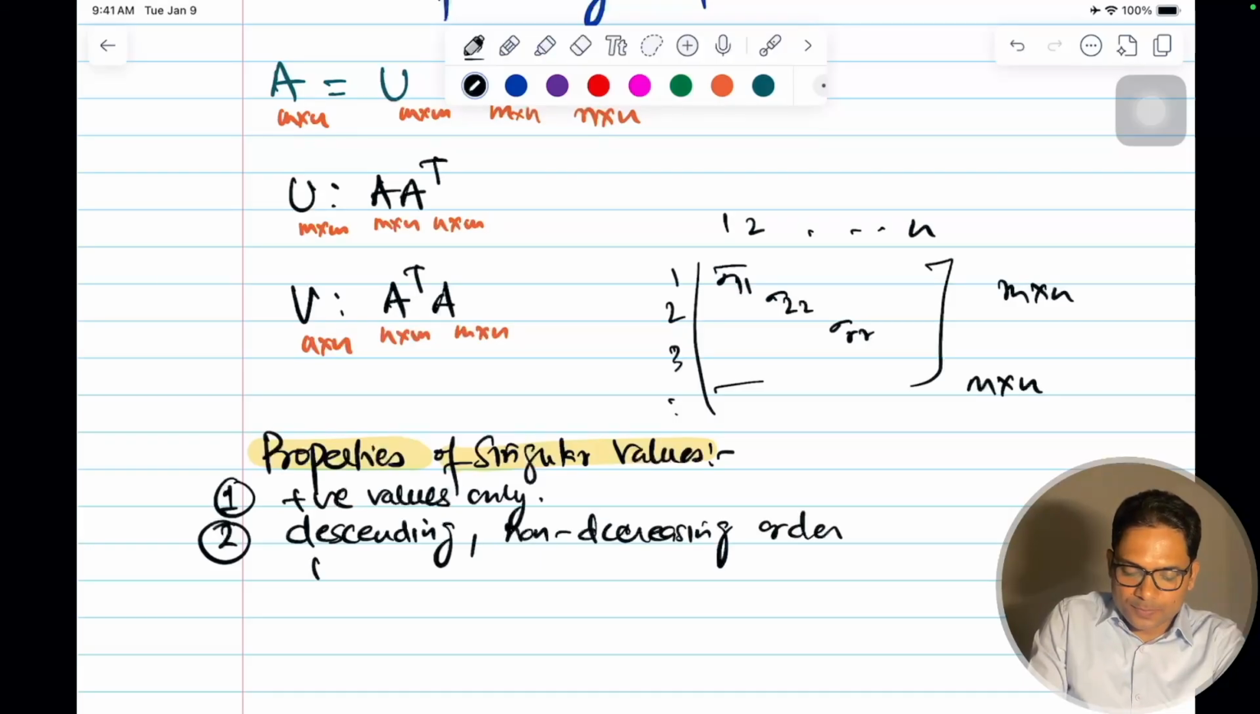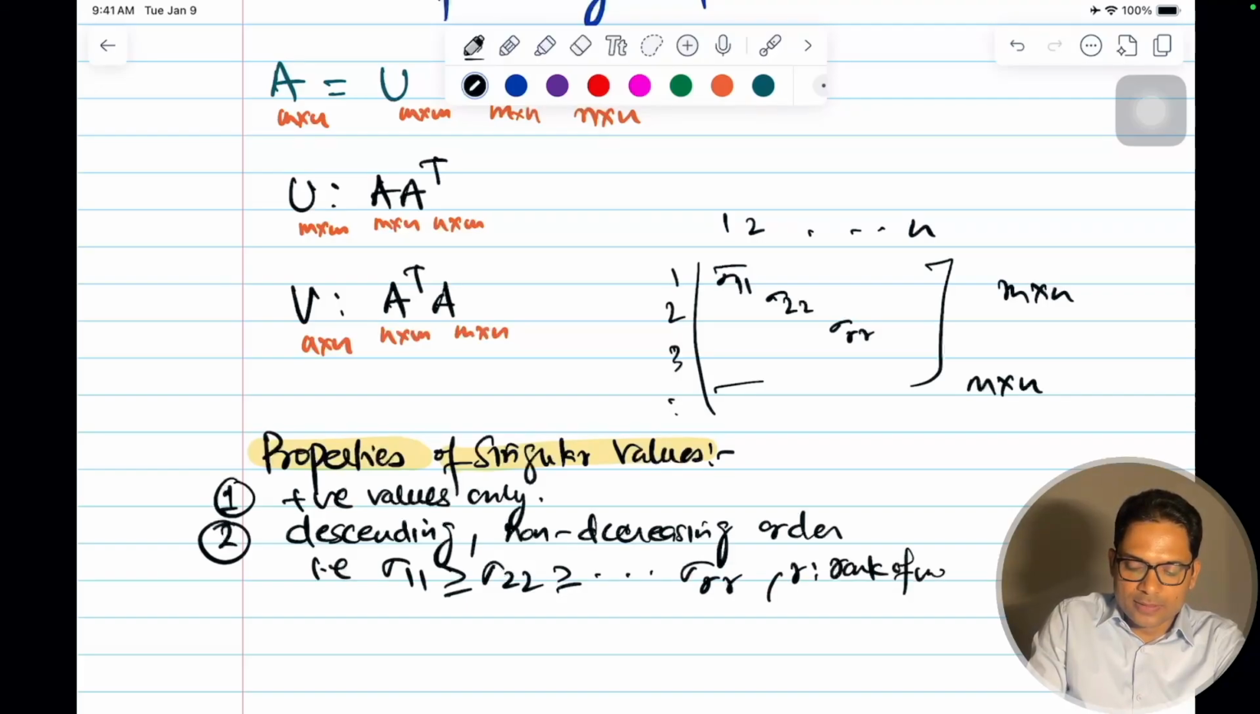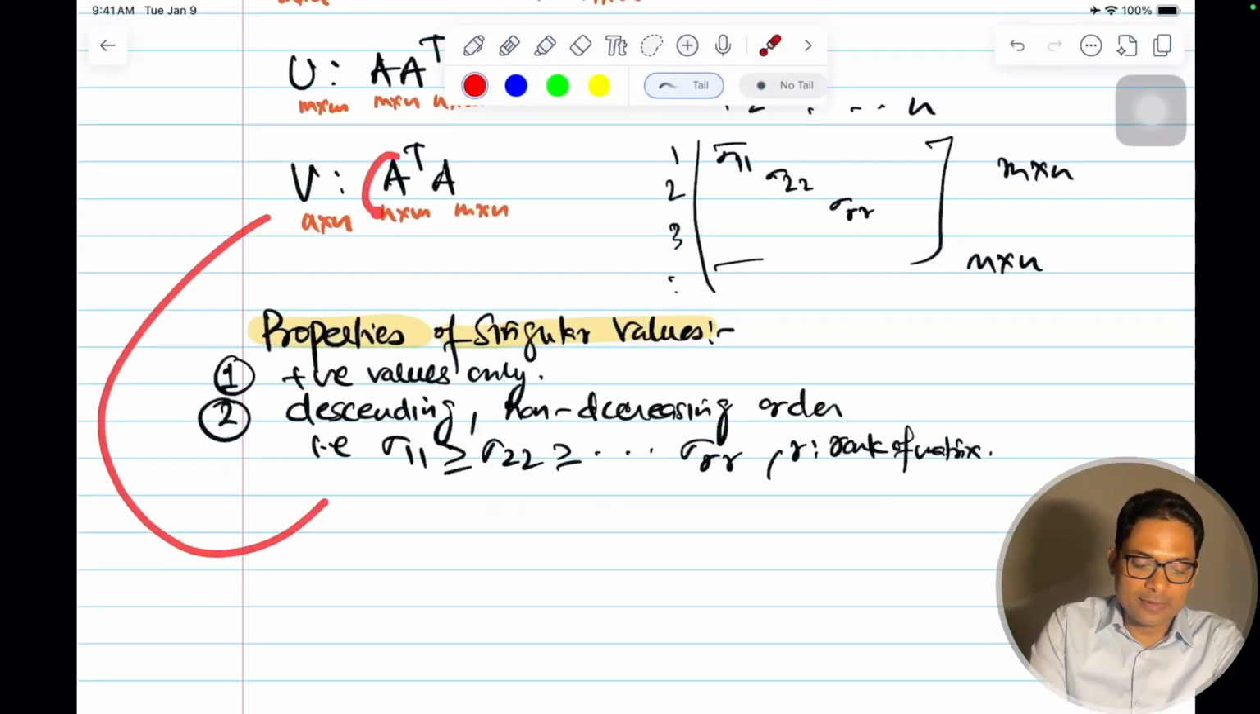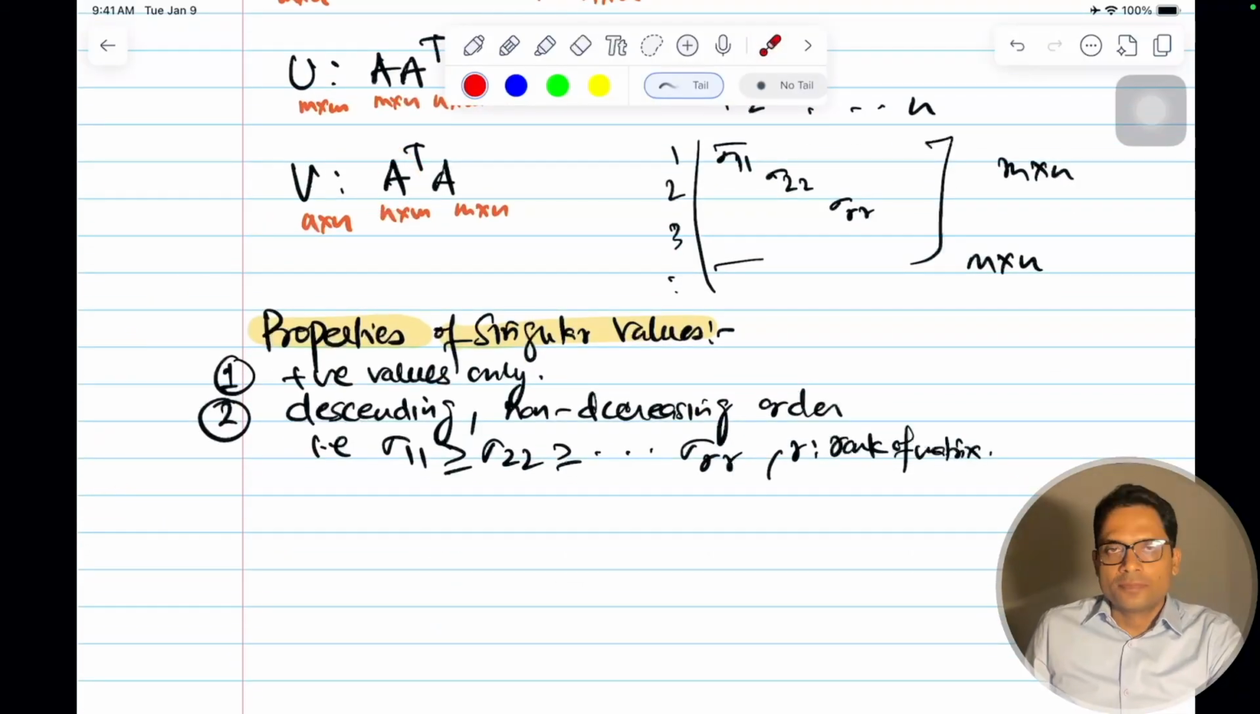That is, sigma 1 is greater than or equal to sigma 2, is greater than or equal to sigma r, where r is the rank of the matrix. Okay, the rank of the matrix A. That will be the rank of the matrix.